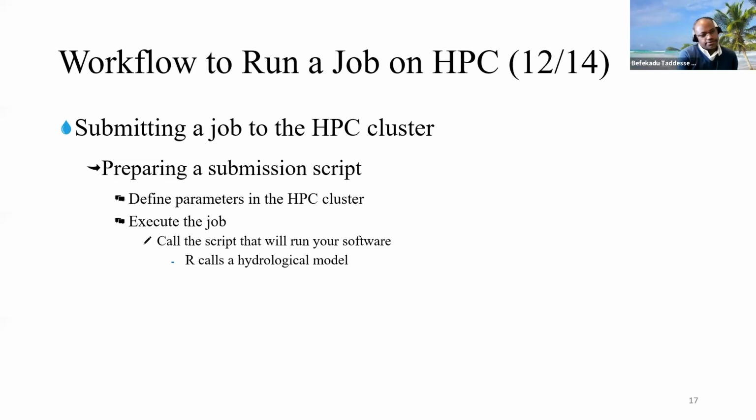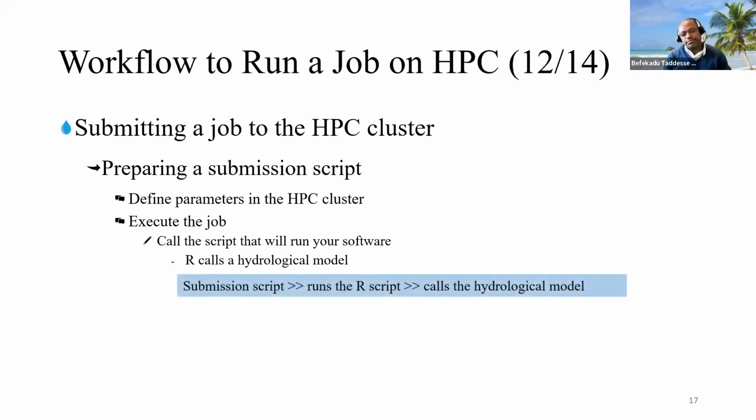Once you fix your error, the next step is to submit the job to the HPC. So you have to create a submission script whereby you define certain parameters regarding environment variables, the resources that you are requesting, and the specific script that you would like to launch. So the submission script basically initiates the R scripts to run, whereby the R script calls the hydrological model along with the parameter editor and writes the output file as intended.